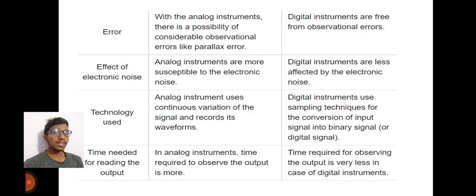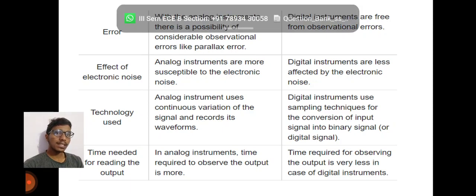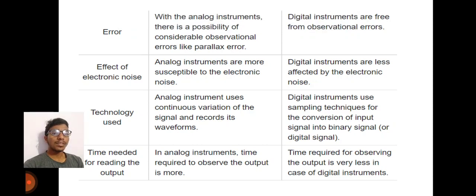But whereas in digital instruments, the CRO itself calculates and sends the output. The time needed for reading the output in digital instruments, the time required for observing the output, is very less in the case of digital. Hence, the digital instruments themselves calculate the results and produce the outputs.